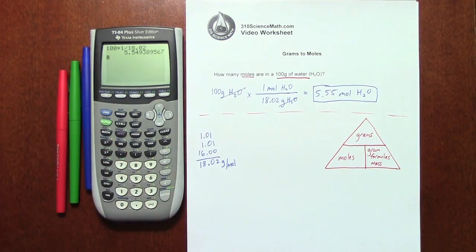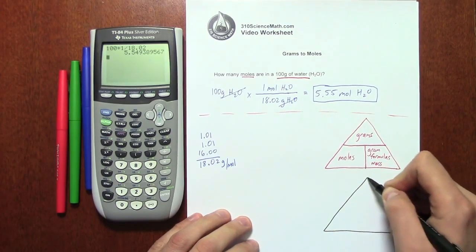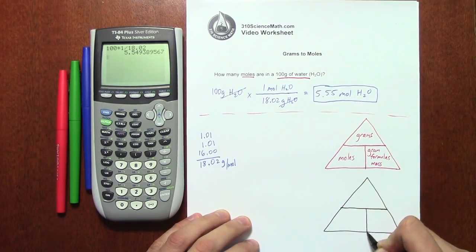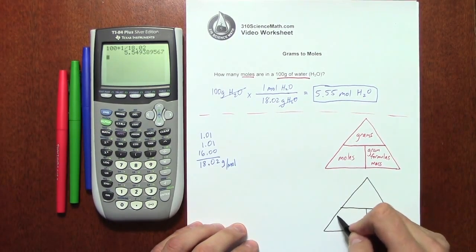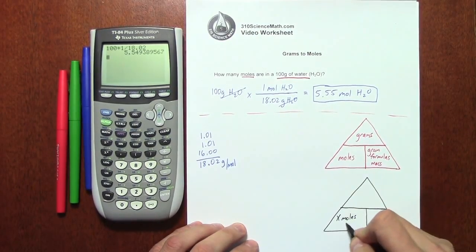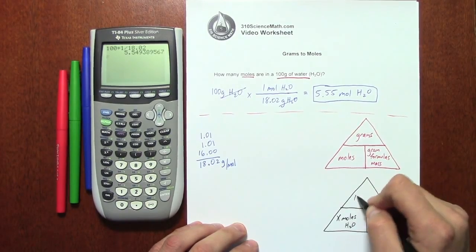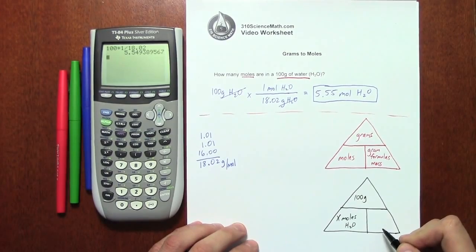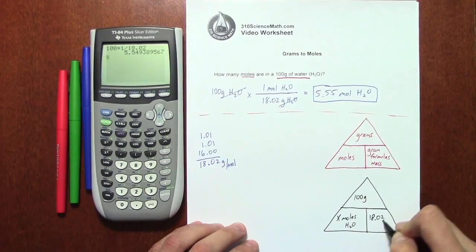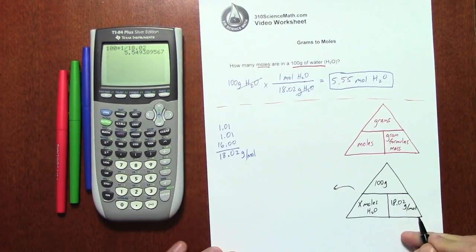Now, how does this apply to our particular problem? Well, I'm going to draw another triangle right below it, and I'm going to fill it in with the information for our problem. So I'm looking for the moles. So it's important that you make that X. So in this case, it's X moles of water that we're looking for. Now, we were given 100 grams. And we know the gram formula mass is 18.02 grams per mole.